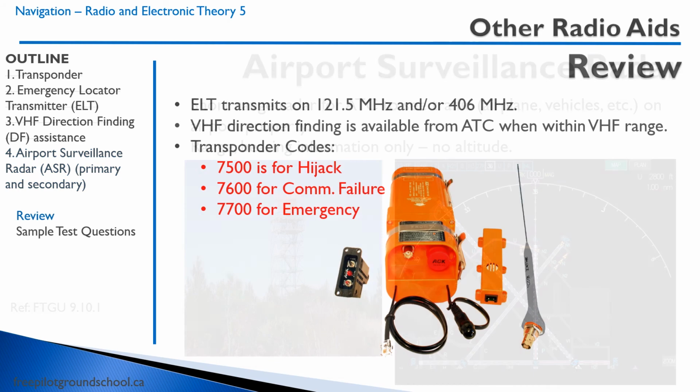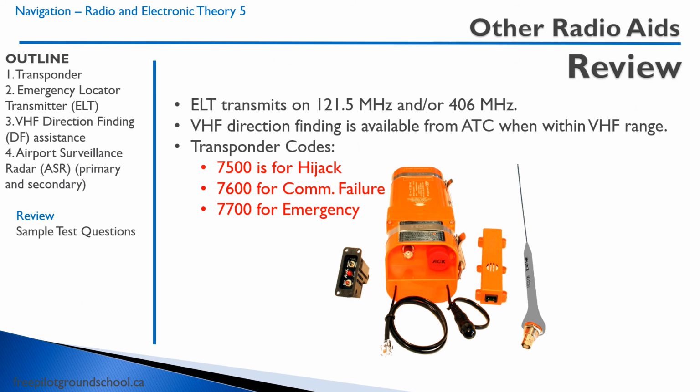An ELT transmits on 121.5 or 406. VHF direction finding, so DF steer, is available from air traffic control when within VHF range.